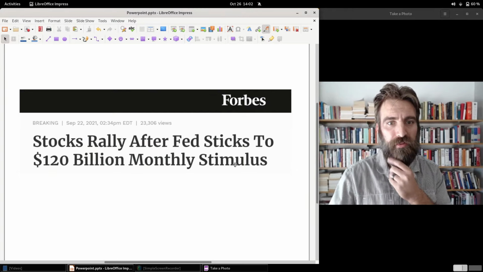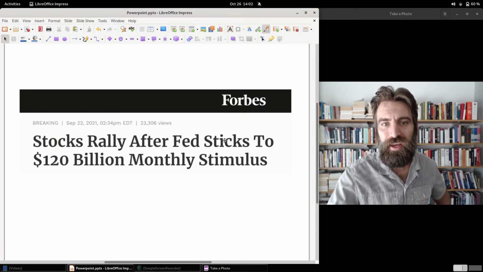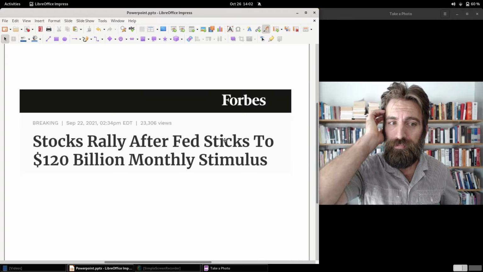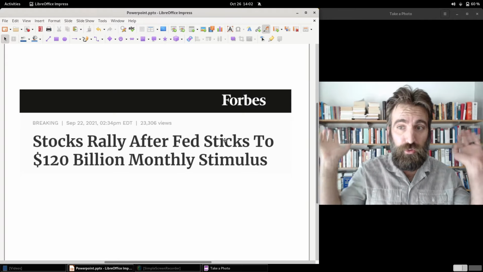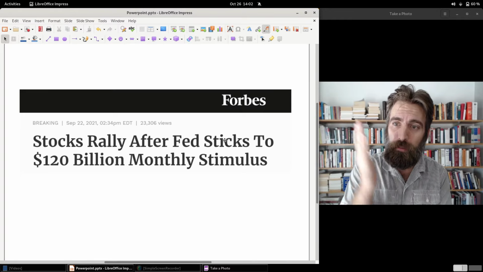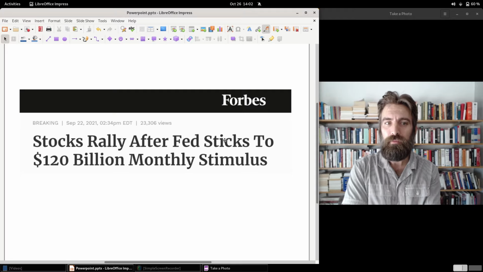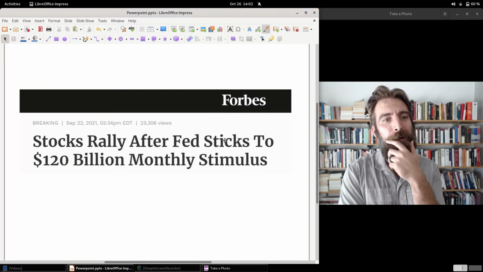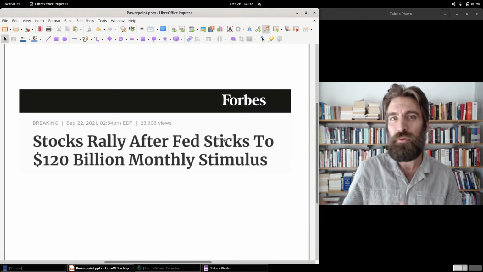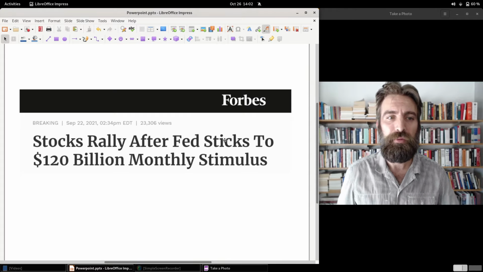$120 billion monthly stimulus. Oh, stocks rallied. Stocks rallied in September when the Fed announced that they're sticking to that, quote, stimulus. $120 billion. Again, just new currency units created out of nothing. Every month. Bam, bam, bam, bam, bam. Buying treasury bonds. Stocks rallied. Remember I said there are winners and losers? There are people who will benefit from this inflation.